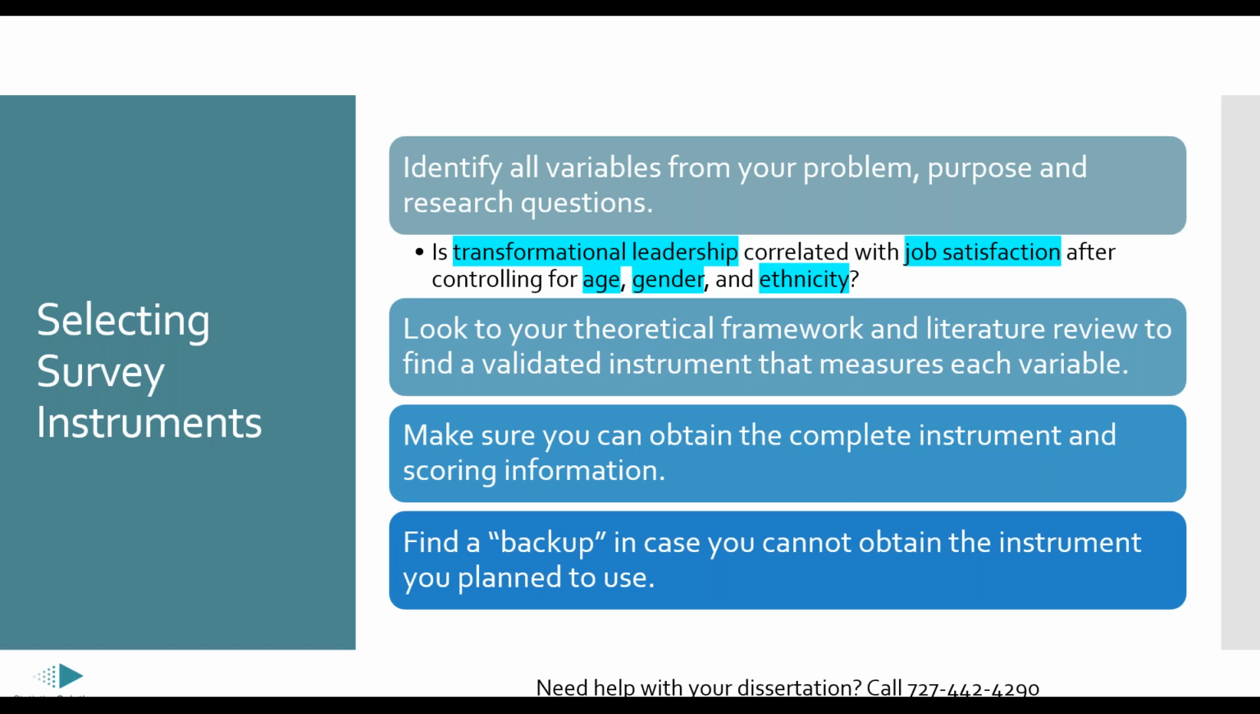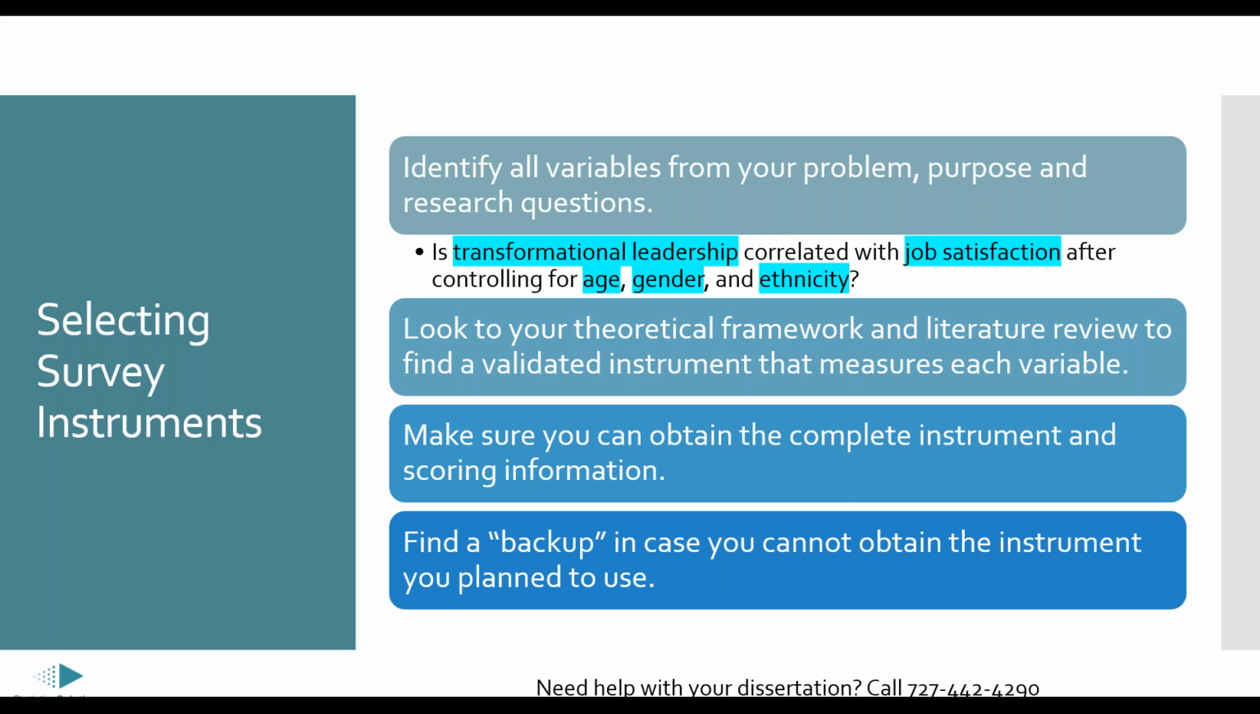So for instance, if we have the research question, is transformational leadership correlated with job satisfaction after controlling for age, gender, and ethnicity, then we need to make sure that our survey contains instruments or questions that measure all of those variables mentioned in the research question. So we would need an instrument that measures transformational leadership. We would need an instrument that measures job satisfaction. And we would need questions or instruments that measure participants' age, gender, and ethnicity.